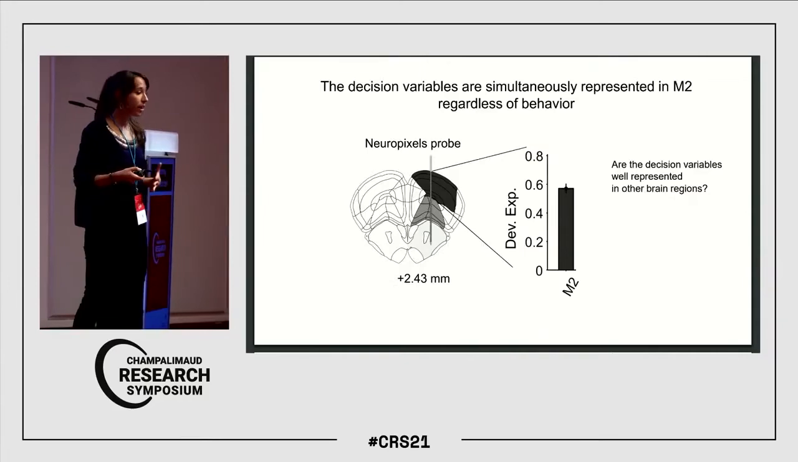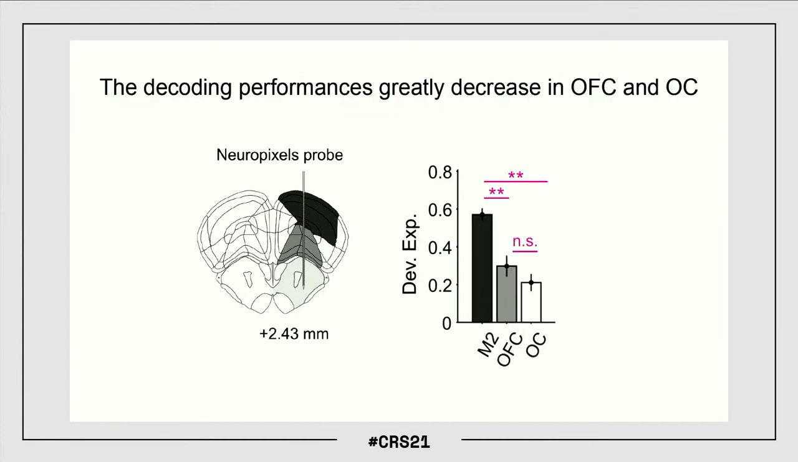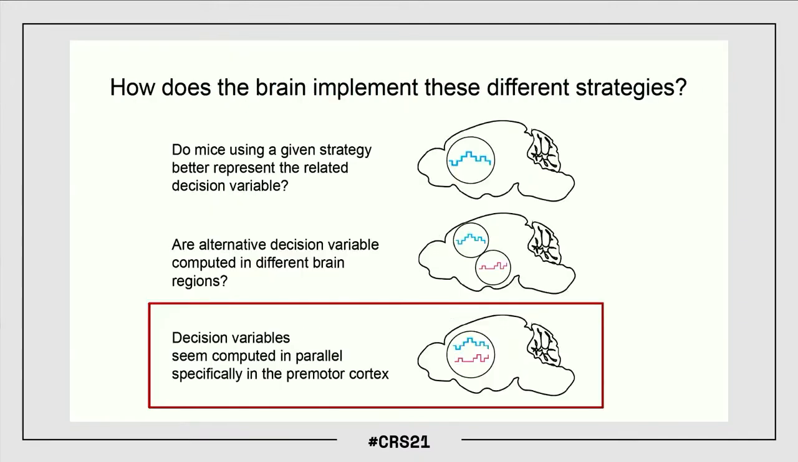So it means that these decision variables seem to be simultaneously represented in the premotor cortex, and that regardless of the behavior. So is it also true in other brain regions? Well, not really, because it seems like the decoding performance greatly decreased in orbitofrontal cortex and also in the olfactory cortex, at least compared to M2. So this seems to suggest that these decision variables seem computed in parallel, and specifically in the premotor cortex.